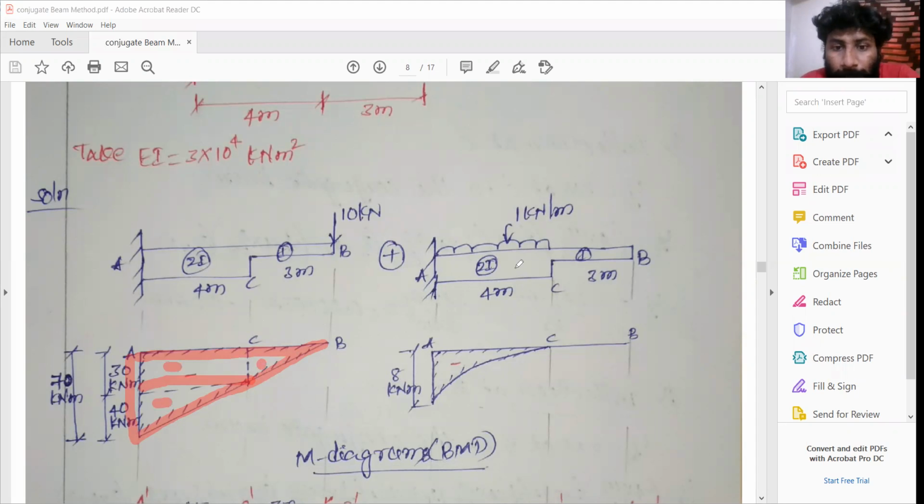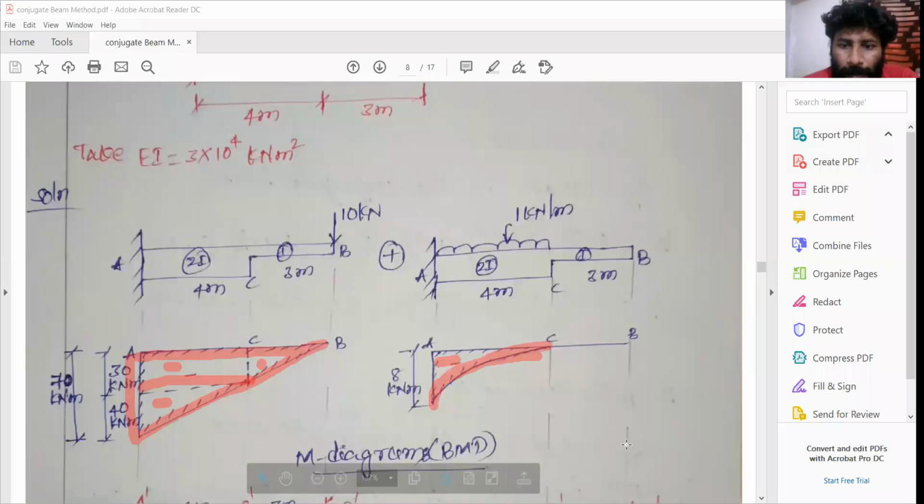Again here we can see that the UDL acts only on the first portion. Whenever we have the UDL, we know that the bending moment diagram varies as a parabolic spandrel. The highest intensity here is WL square by 2. W is 1 here, L square is 4 square, 16, divided by 2 is 8 kN. So it's again negative. This is called the bending moment diagram or M diagram.